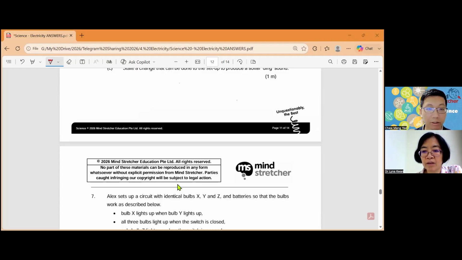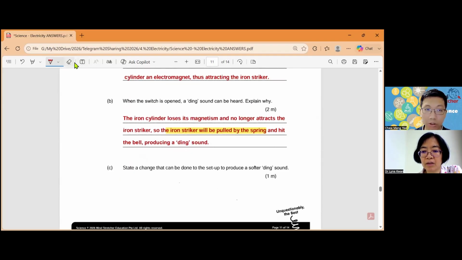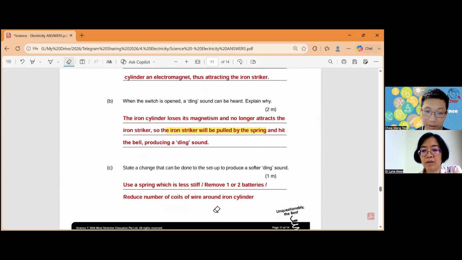Okay, yeah. So it's either you use a spring that is less stiff, or you reduce the strength of the electromagnet. So that will produce a softer ding sound. Because if you use a weaker electromagnet, it will attract the iron striker with a smaller force. And therefore, when it's released, it's a smaller force also. Likewise, if you use a less stiff spring, the elastic spring force is weaker, so it will hit the bell with a smaller force. Okay?